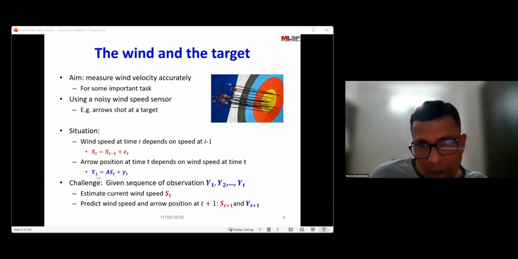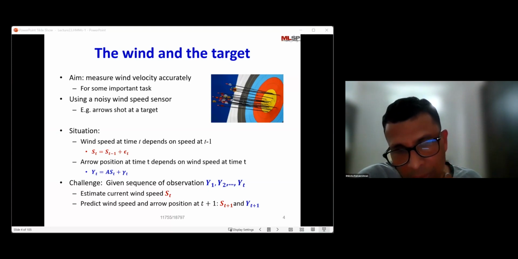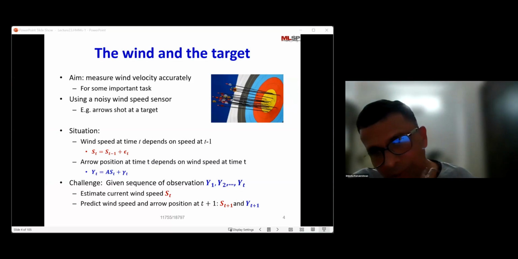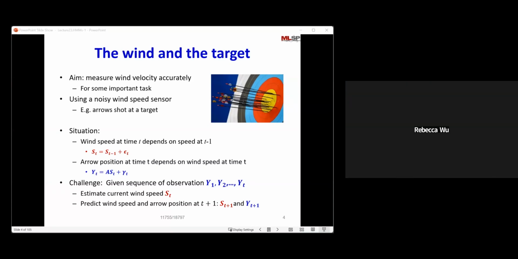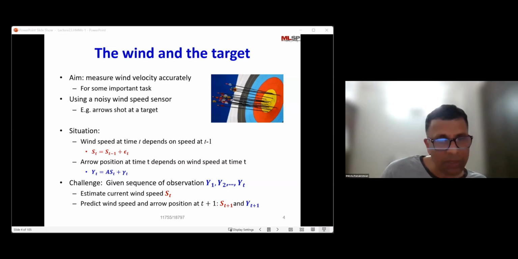So now, if I just shot the arrow, would I be able to determine the wind velocity from the position of the arrow? Yes or no? We would need the time as well. Yeah, so I'm assuming that you know this A, right? You know this matrix A. If I know this matrix A, would I be able to recover S?